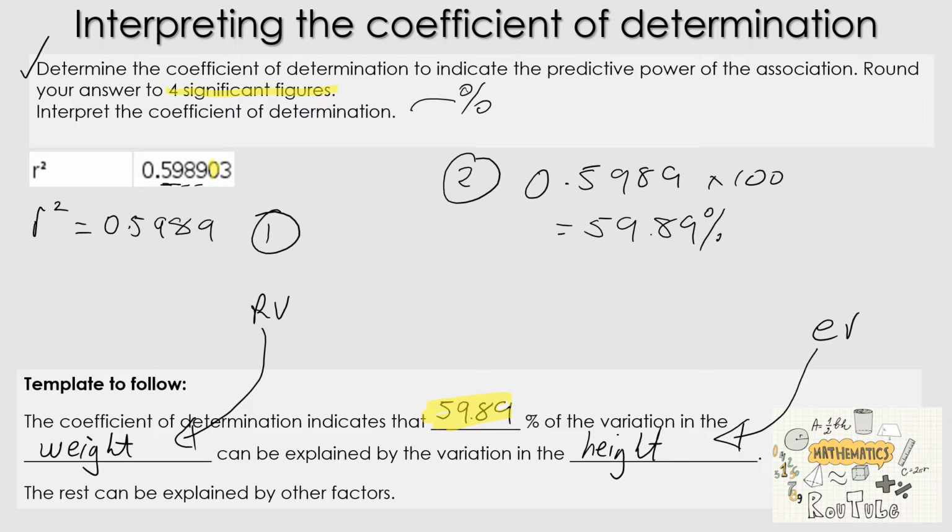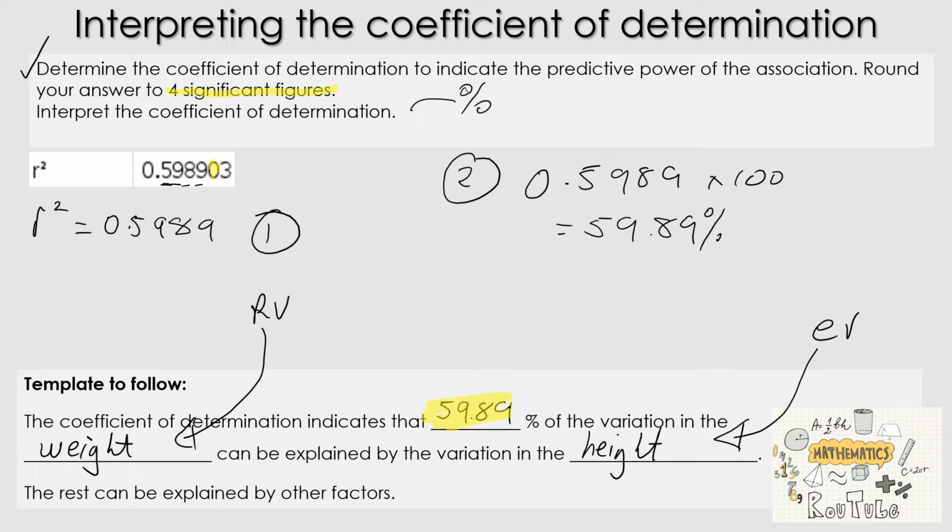Okay, so essentially the template says the coefficient of determination indicates 59.89% of the variation in weight can be explained by the variation in height. Then that last sentence, the rest can be explained by other factors that can or cannot be included, doesn't really matter. You're not going to lose any marks, and you're not going to gain any extra marks. It's sometimes there, sometimes not. But the first two lines are what's most important.